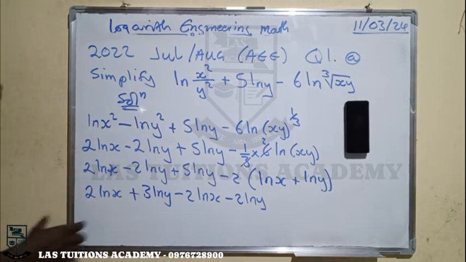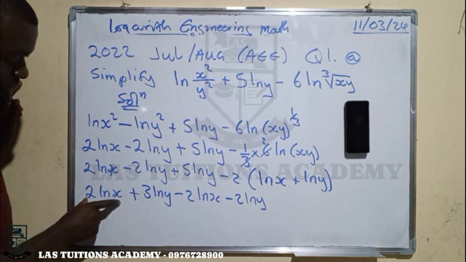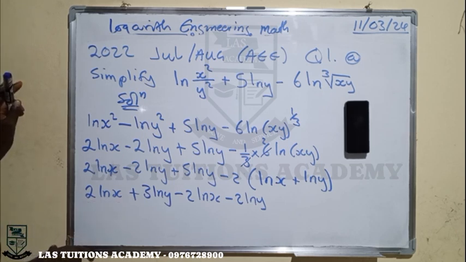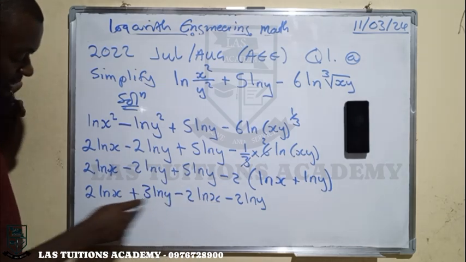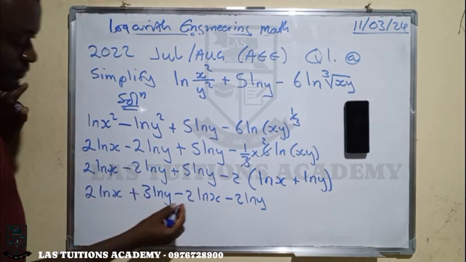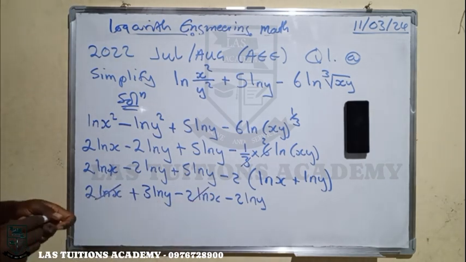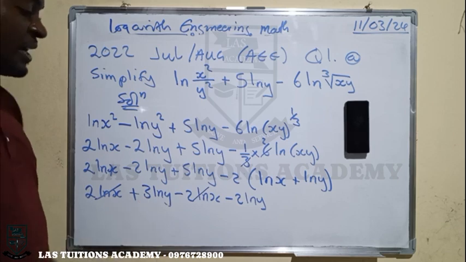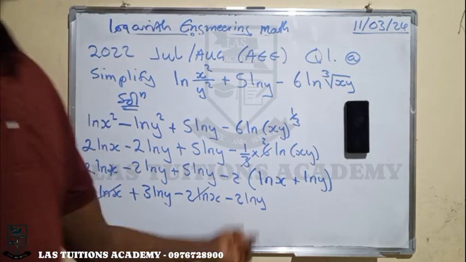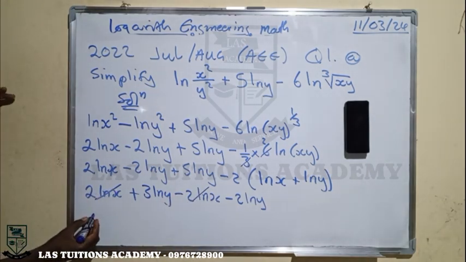So you can group the like terms. Now before you even group the like terms, you see that there's natural log of x here and natural log of x here. This is 2 natural log of x, this is minus 2 natural log of x. So automatically this and that cancels out. Then you have 3 natural log of y, here you have minus 2 natural log of y. So 3 minus 2, that gives us 1. So which is just natural log of y.